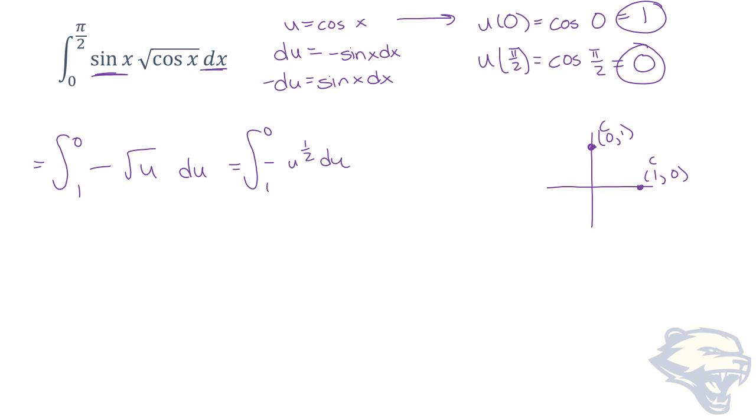Okay. All right. So for the power rule, right, we've got a 1/2. So if we add 1, that becomes the 3/2. Put a reciprocal in front of that. 1 to 0.